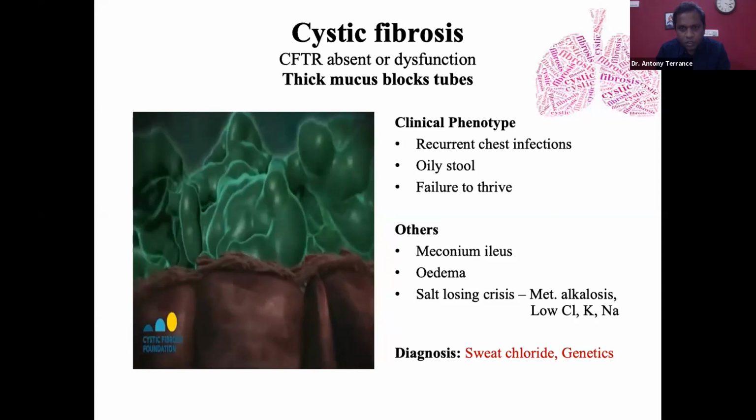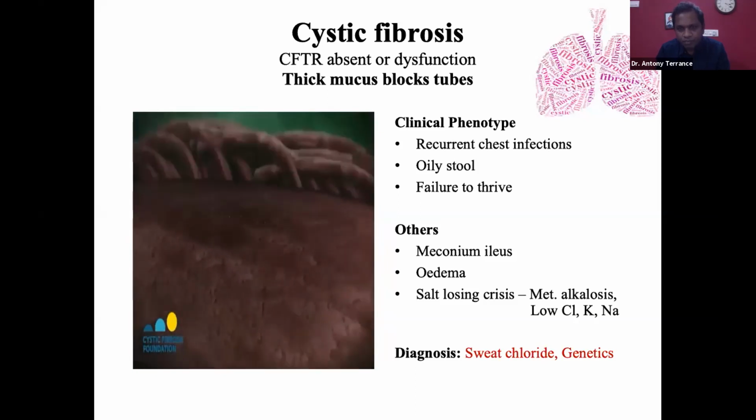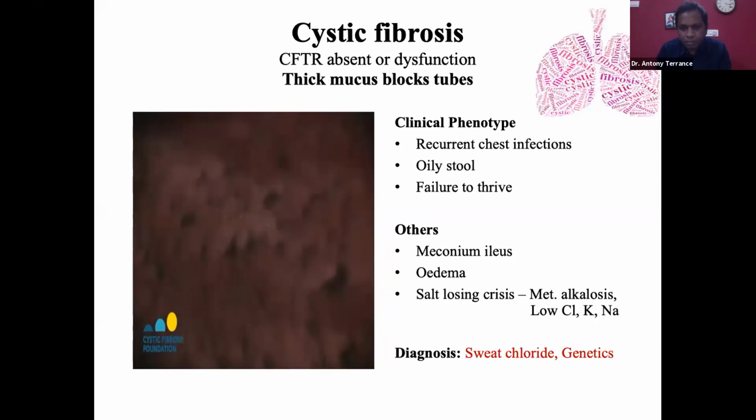But they can also present by other means. In the neonatal period, 20% of CF present with meconium ileus. Therefore, any meconium ileus you have to evaluate for cystic fibrosis. They can present purely like a malabsorption syndrome initially, with loose stools, edema and anasarca. Another interesting finding in tropical countries like India: during summer, children get admitted with dehydration and salt loss.